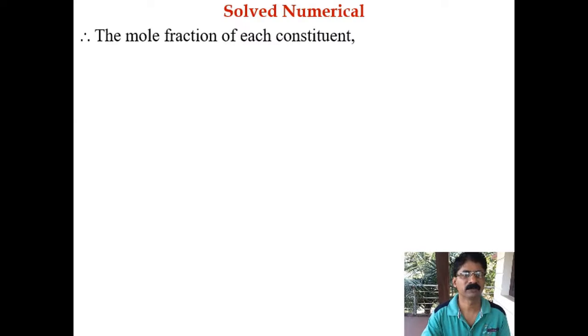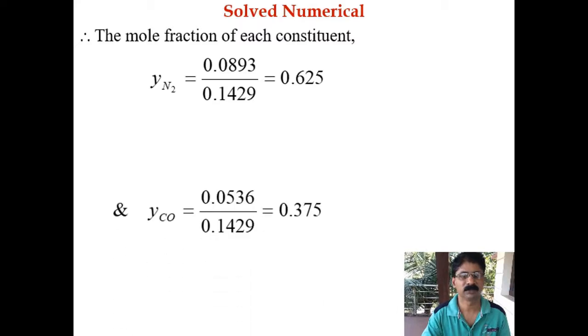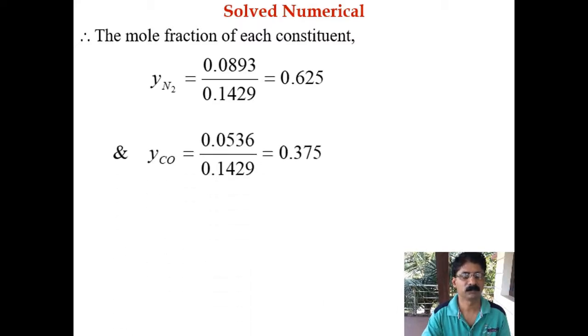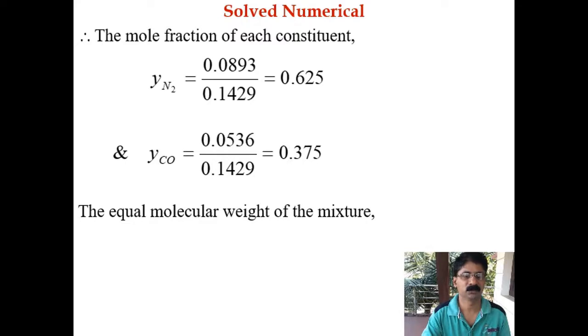So the mole fraction of each constituent is nothing but the number of moles divided by the total number of moles. So mole fraction of N2 is 0.0893 divided by 0.1429, which is nothing but 0.625. Similarly, mole fraction of CO is 0.0536 divided by 0.1429, which is 0.375. So you can see the mole fraction of N2 plus CO is equal to 1. 0.625 plus 0.375 is equal to 1.